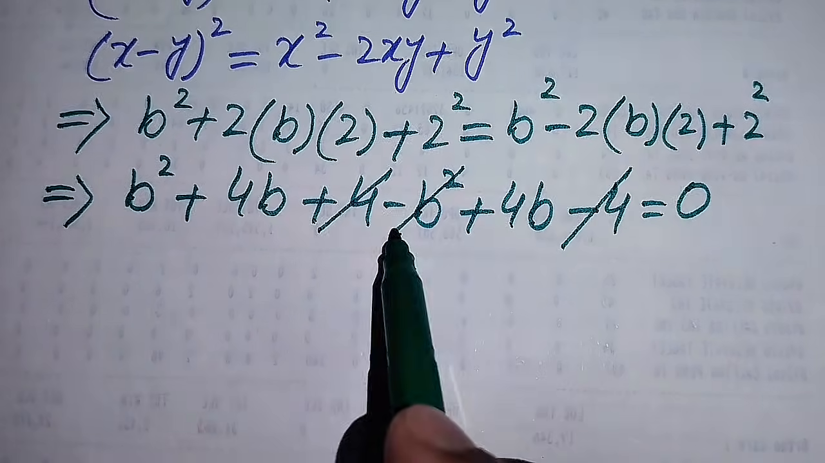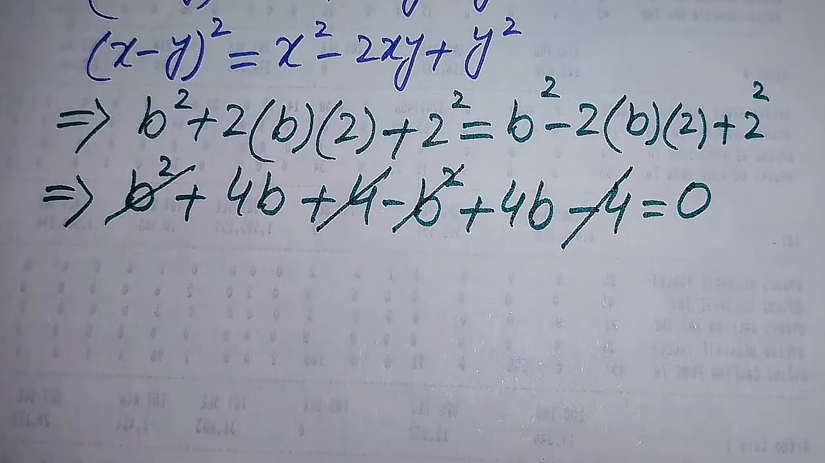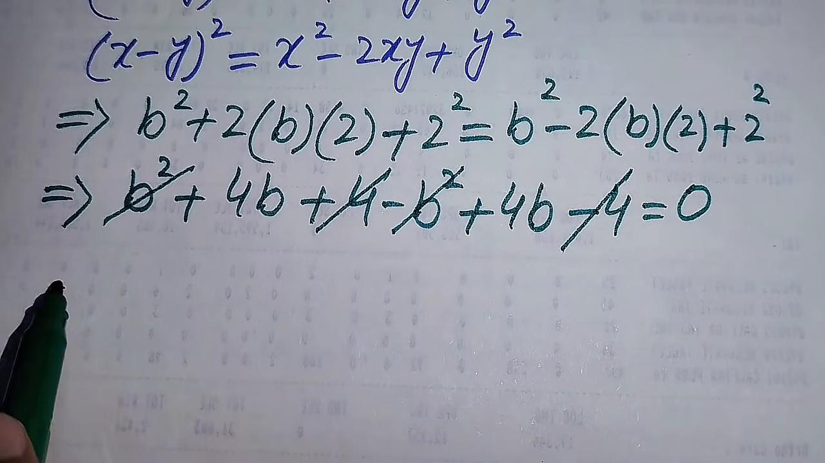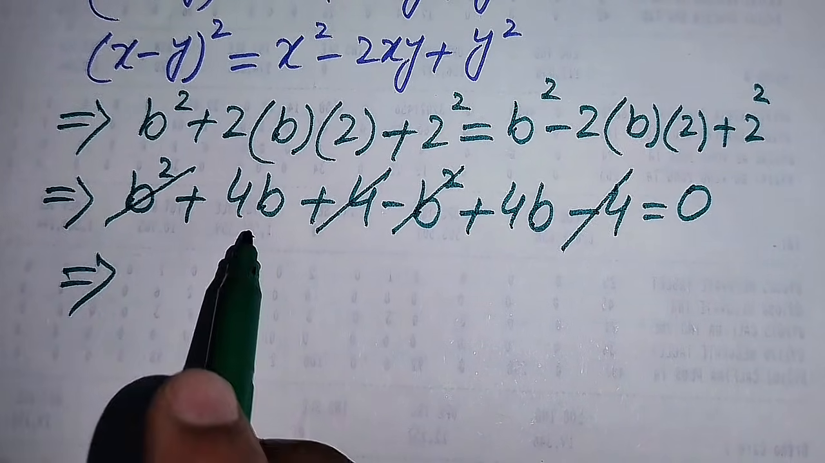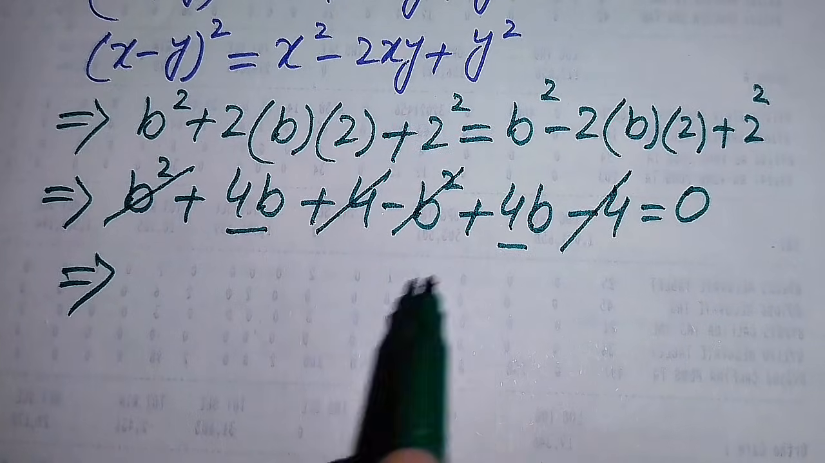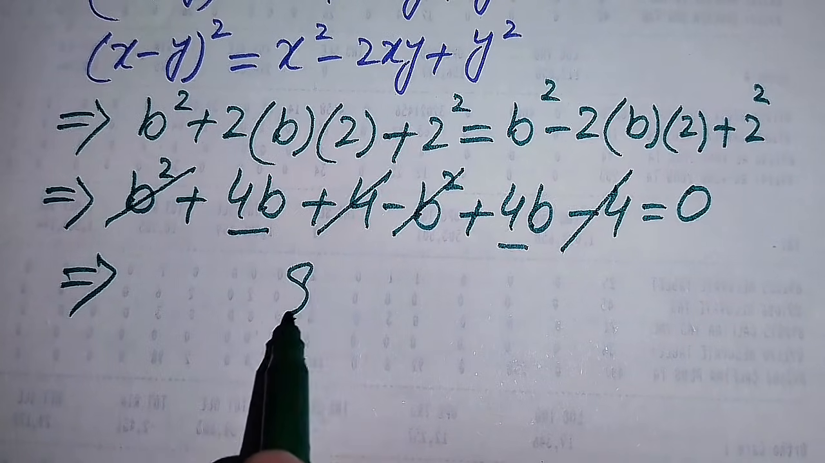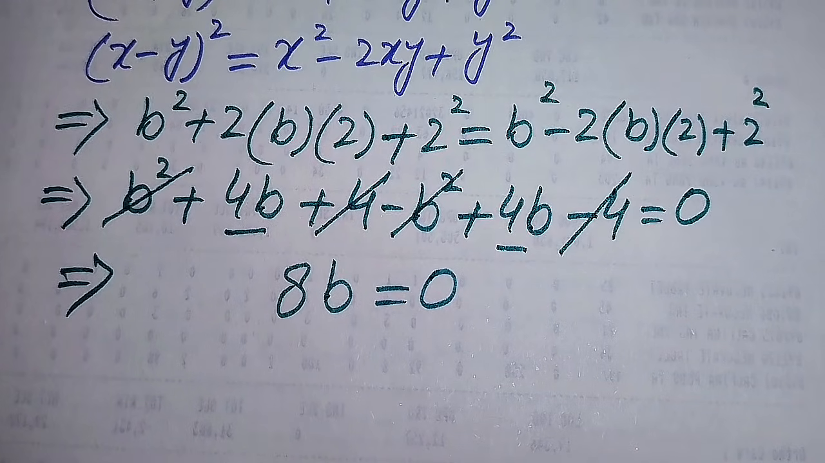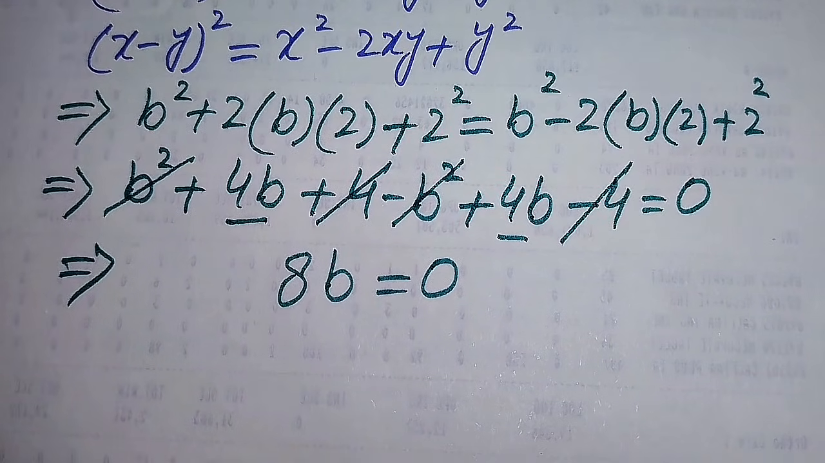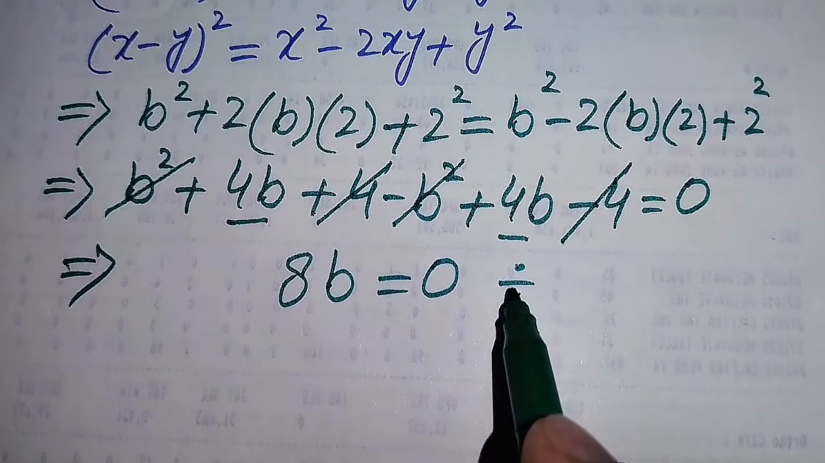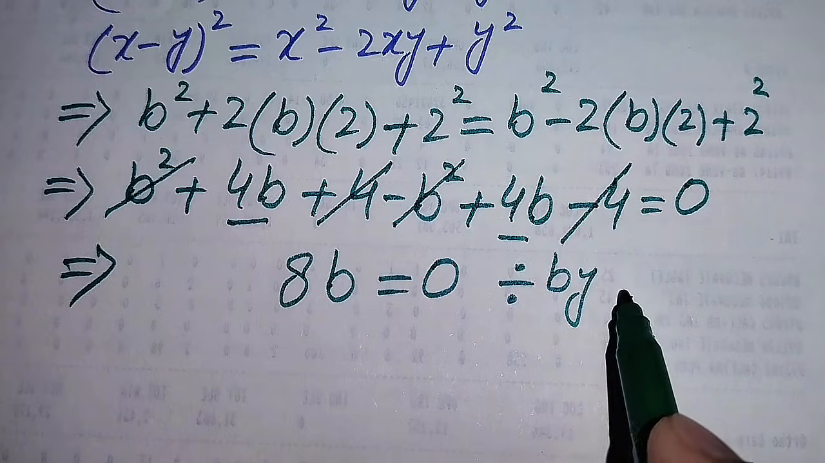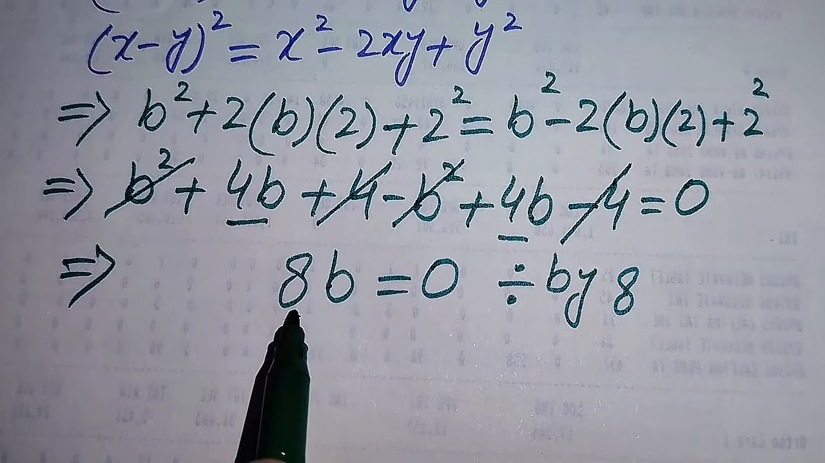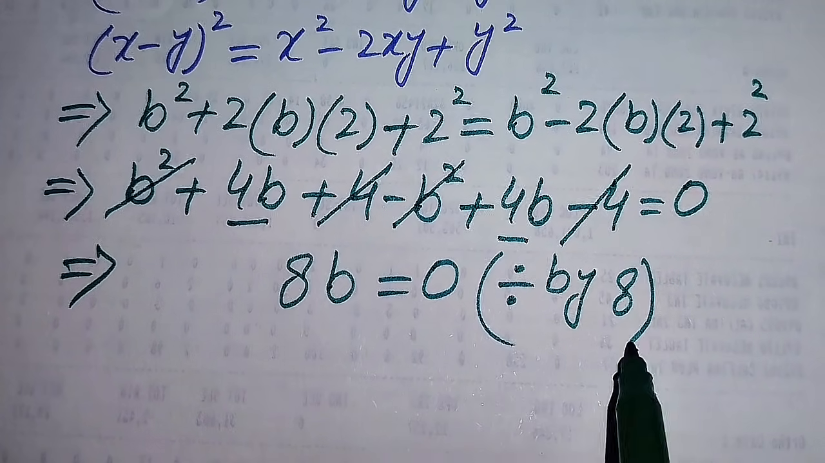Also this is minus b square, this is plus b square, and they are cancelled out by each other, and we get here 4b plus 4b equals 8 times b, and this whole equation equals 0. Now our target is to find the value of b, so we need to divide both sides by 8 in order to remove this 8 from the left hand side.